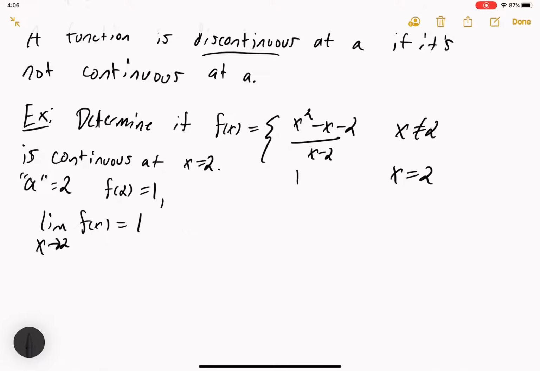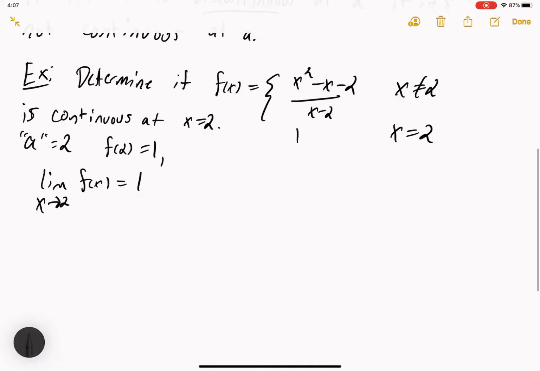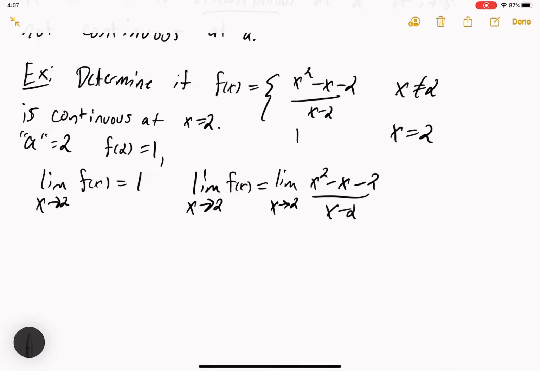So let's try to find out what the actual limit is. The limit as x goes to 2 of f of x is going to be equal to the limit as x goes to 2 of x squared minus x minus 2 over x minus 2, which we can simplify as x minus 2 times x plus 1, divided by x minus 2.